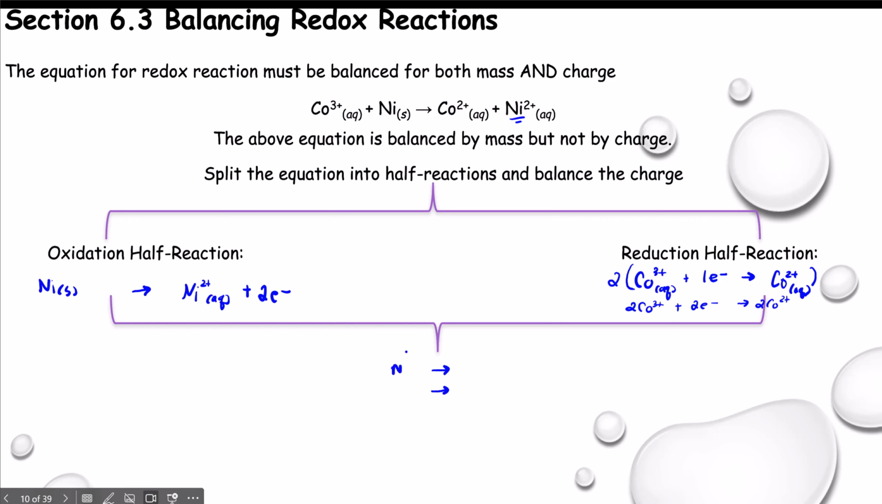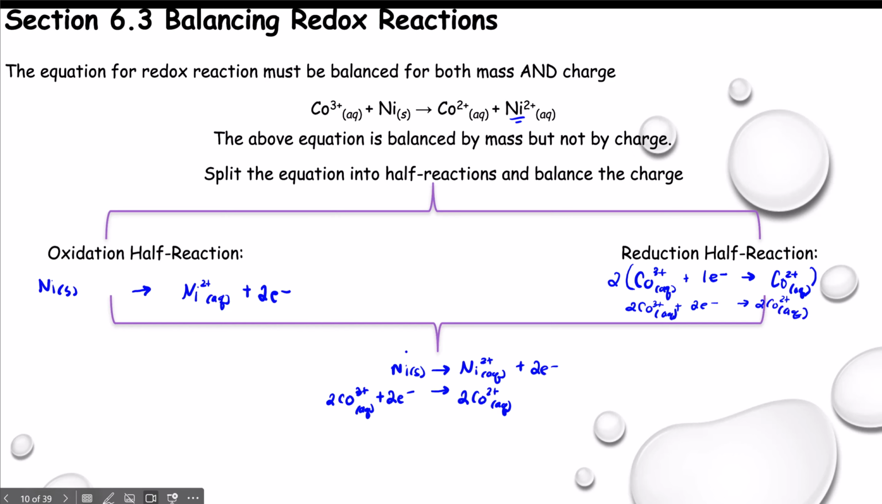So I'm going to write nickel solid, and then that forms into nickel 2 plus aqueous, and don't forget the electrons, which is 2 electrons. Same for the left. For the reduction, I bring in 2 cobalt 3 plus, plus 2 electrons, forming into 2 cobalt 2 plus. Don't forget the phases, right?